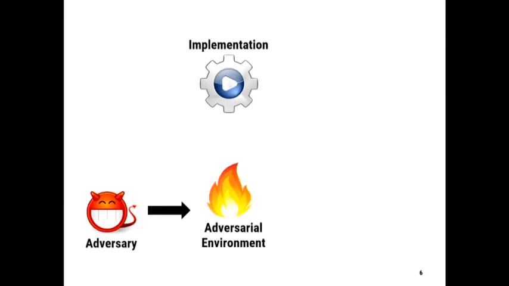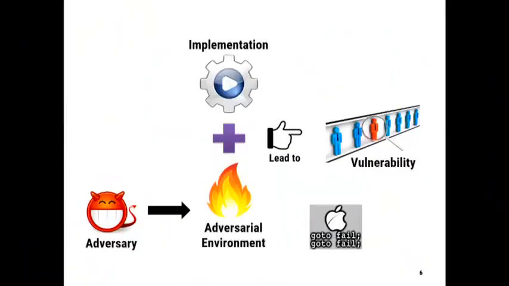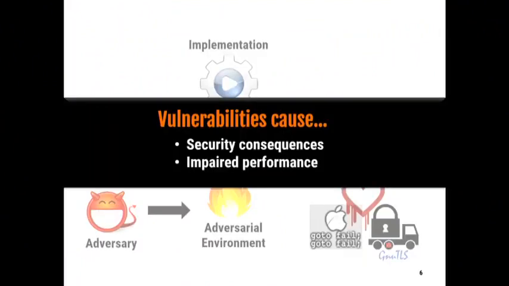Now next, even if you have an implementation that is compliant with its requirements or specification, it can happen that in the presence of an attacker in an adversarial environment, these implementations may lead to hidden vulnerabilities, which can only manifest in an adversarial environment. Examples include Apple's goto fail, which you may have heard about, the OpenSSL Heartbleed bug, and so on and so forth. These vulnerabilities can cause security consequences, or sometimes they can degrade the expected performance of the protocol, right?